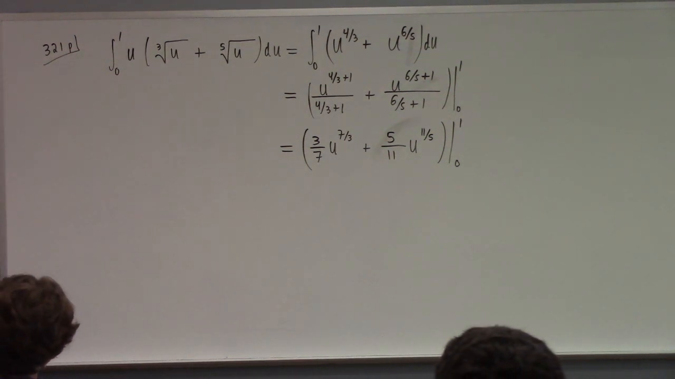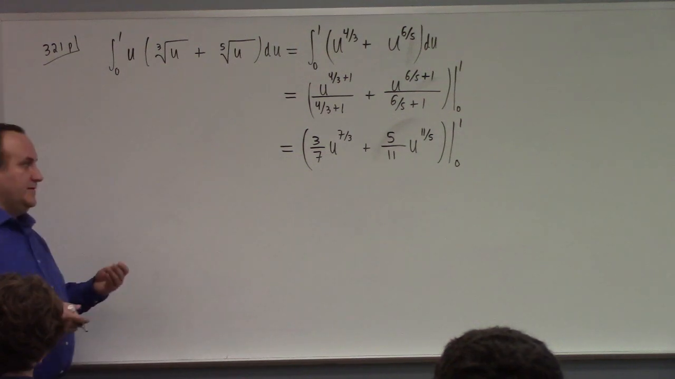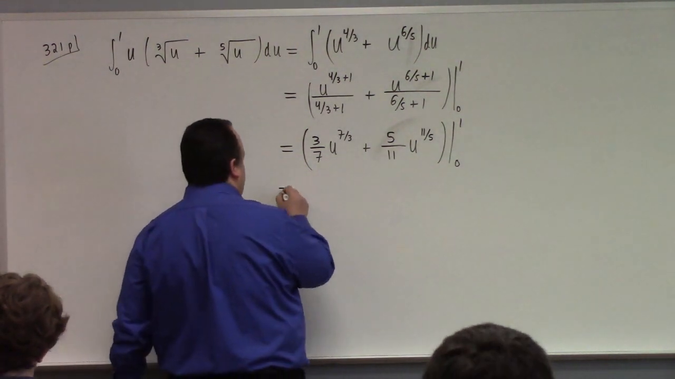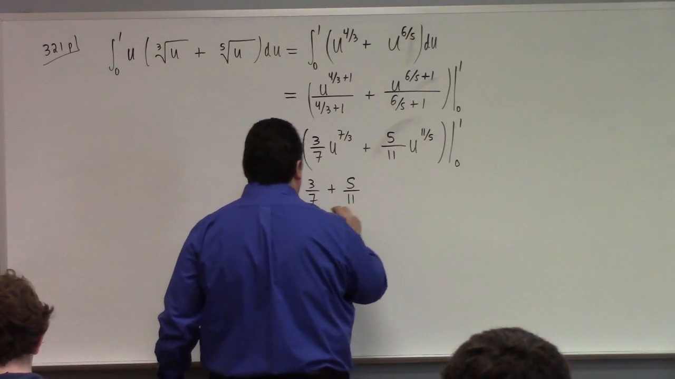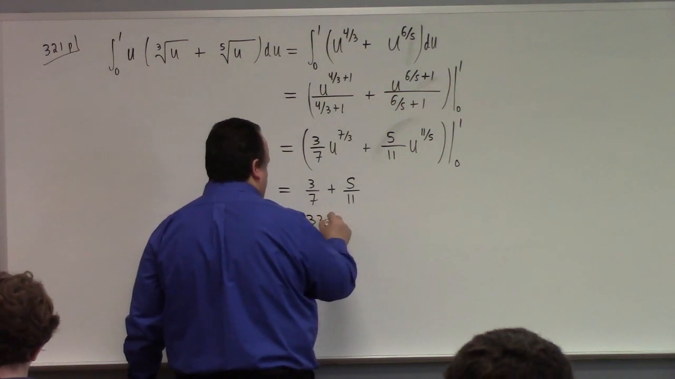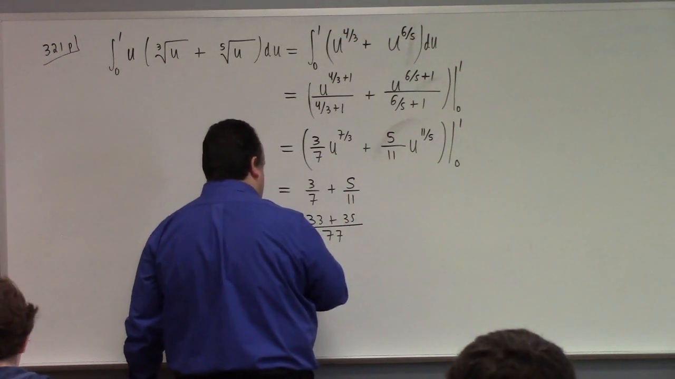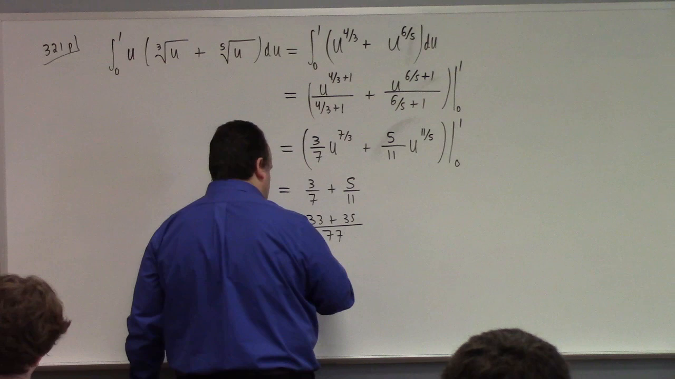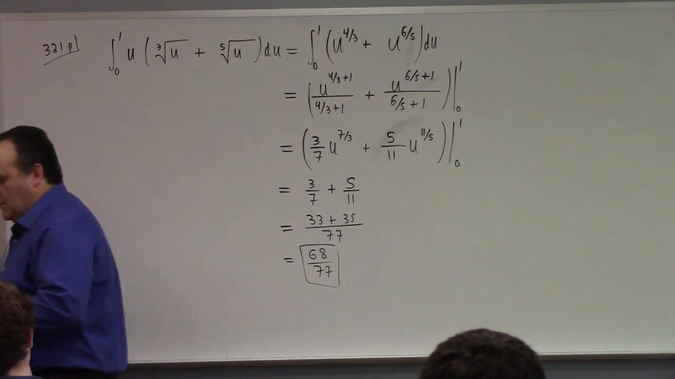And what happens when you evaluate at 0? You get nothing. What happens when you evaluate at 1 here? 1 to the 7/3 is 1, so we get 3/7 plus 5/11, also known as 33 plus 35 over 77, I guess. So that's 68 over 77. There you go. Something like that.